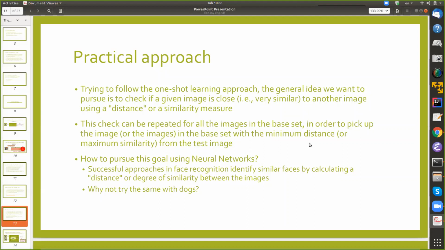But the general idea is using the neural network to calculate properties or vector representations of each image and compare a test image with all the images in the archive and pick the images in the archive that are very close as a distance to the test image. This is the general idea.